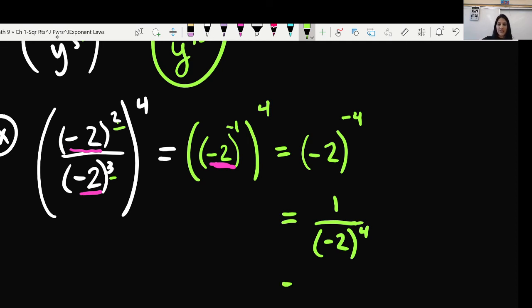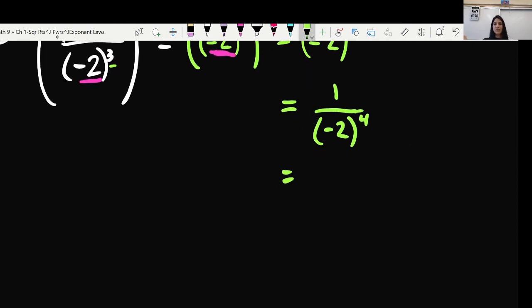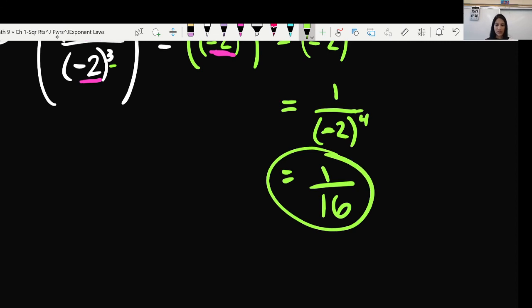And in this case, we can actually simplify this. Let me mention this: if you have a negative on the inside of the brackets and your exponent here is even, I know in my answer I'm going to get a positive number at the bottom. So it's like I could ignore that negative. And then 2 to the power of 4 would be 2 times 2 is 4, times 2 is 8, times 2 is 16. So my answer after all of that is simply 1 over 16.